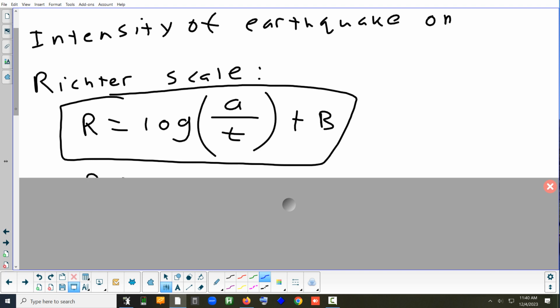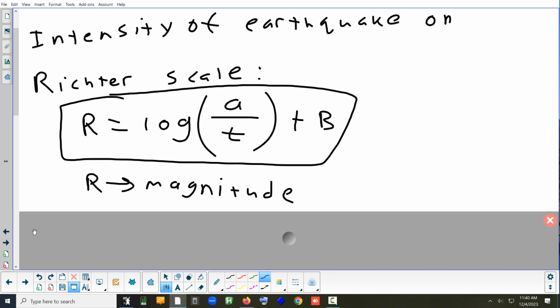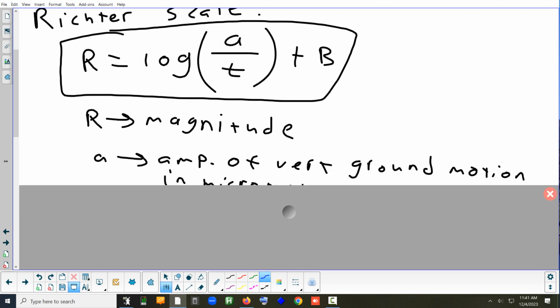So the last question involves a formula for earthquakes to figure out the magnitude on the Richter scale. And that's the formula. R stands for the magnitude. That's usually the number that you hear reported when they describe an earthquake. And it's R = log(A/T) + B. Okay, what are all these things?